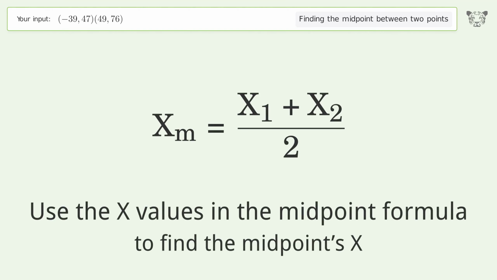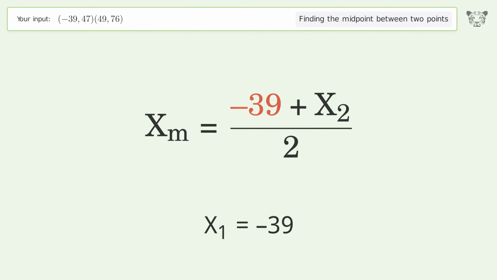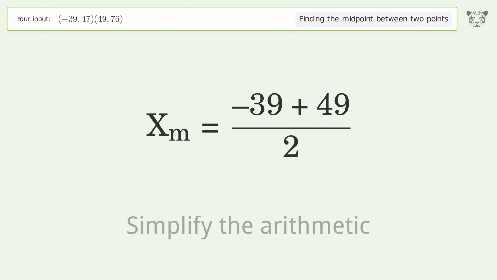Use the x values in the midpoint formula to find the midpoint's x. x1 equals -39. x2 equals 49. Simplify the arithmetic.